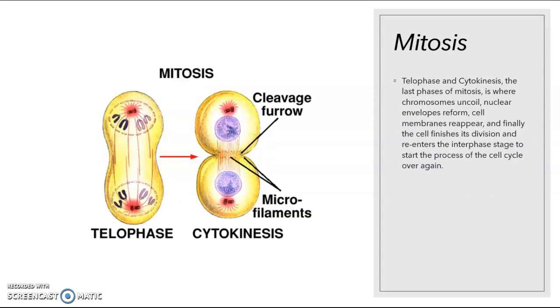Telophase and cytokinesis, which are the last phases of mitosis, is where the chromosomes uncoil, the nuclear envelopes reform, the cell membranes start to reappear, and finally, the cell finishes its division and re-enters the interphase stage to start the process of the cell cycle over again.